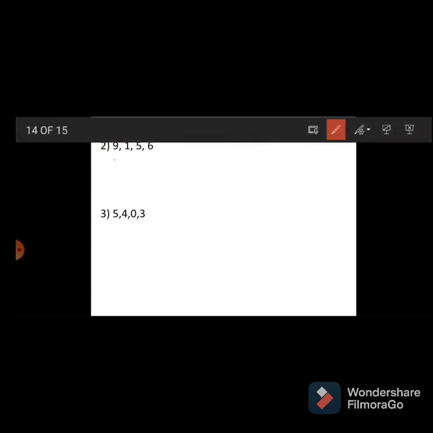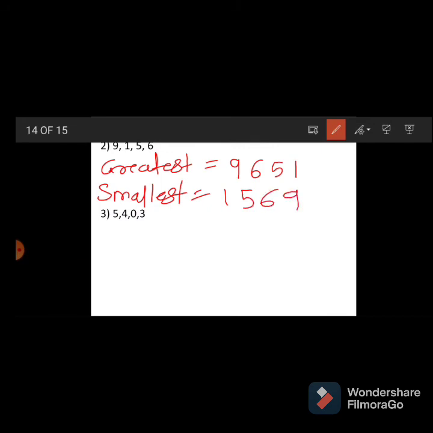Like this only, given 9156. First, which greatest number can we form? Digit check. 9 is greater, then 6, then 5 and 1, and then smallest. It's easy, very easy, you have already learned it in previous classes. 1569. Now here see, in the third example 0 is there.